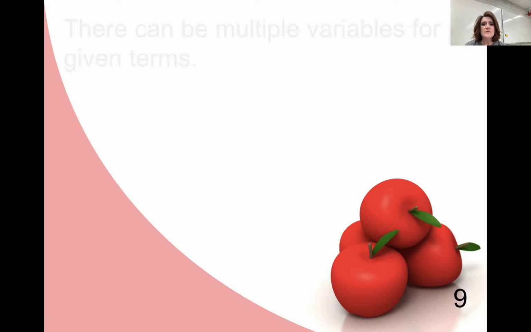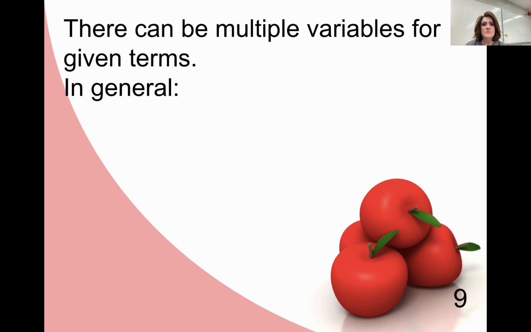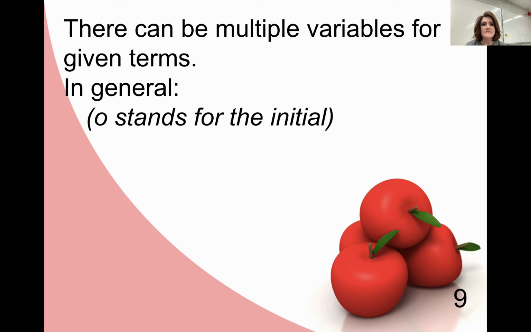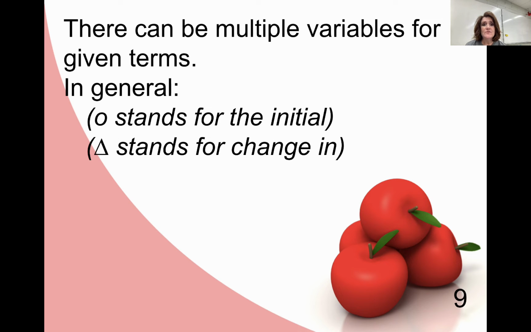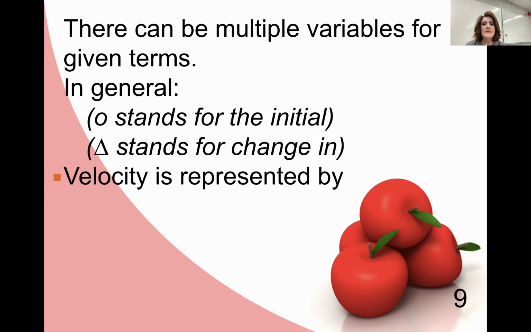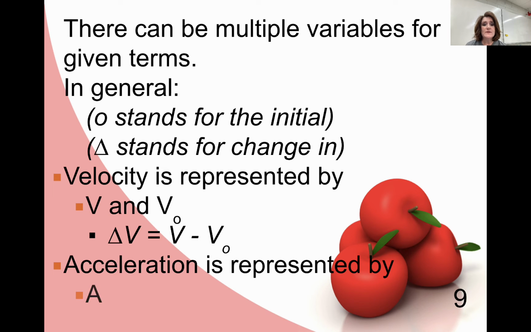The variables that go along with those, and there can be multiple: in general, a naught, that's a lowercase 0, stands for the initial or the beginning, and a triangle stands for the Greek letter delta, which means change in. So velocity is represented by v and v naught, v being the final, v naught being the initial. Delta v is v minus v naught. Acceleration is represented by the letter a.